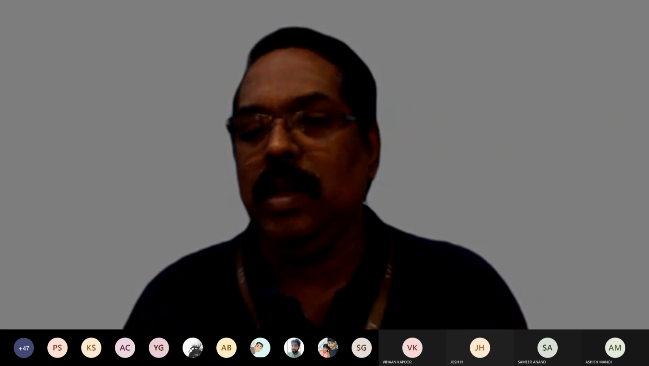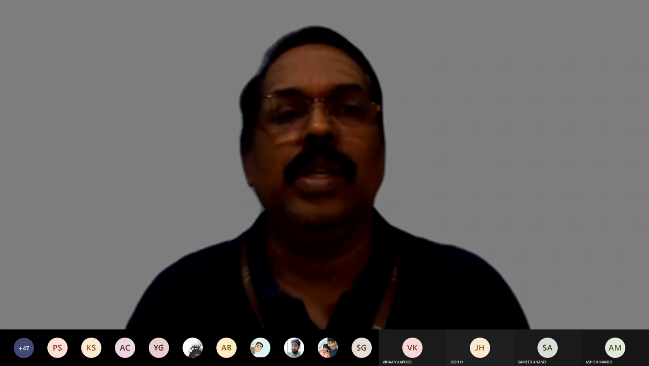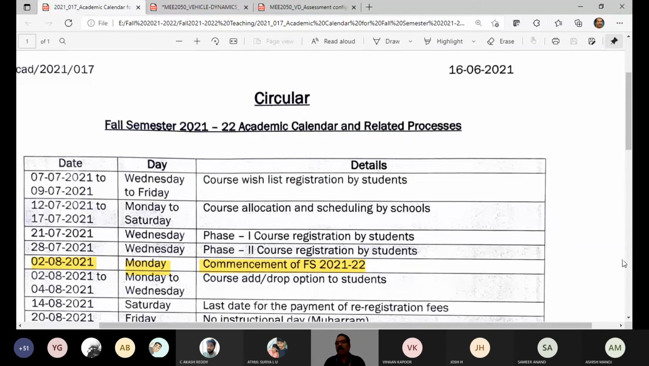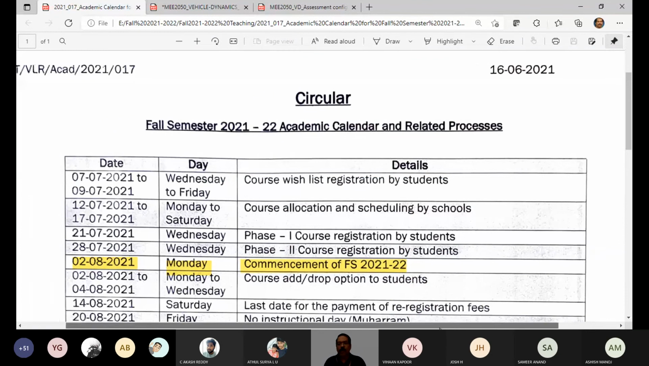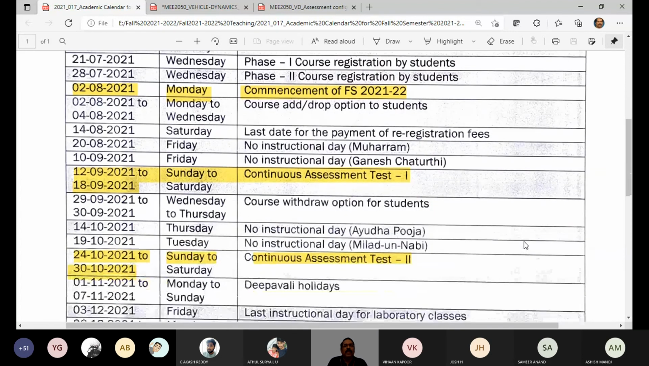What I will do first is quickly go through the content. So I'll just share these important files, and I hope every one of you has gone through this circular for the academic calendar and related processes, right? I have highlighted our important things.